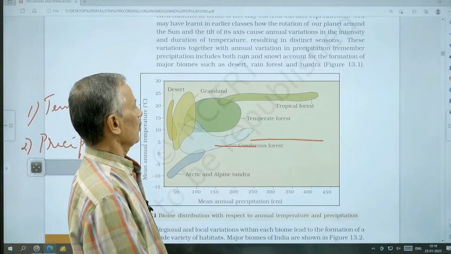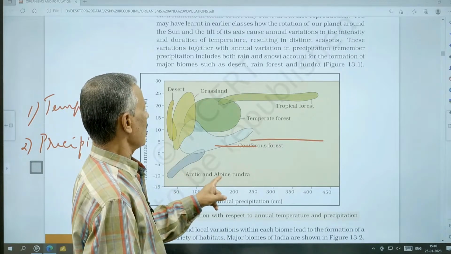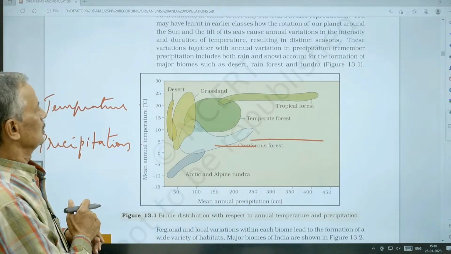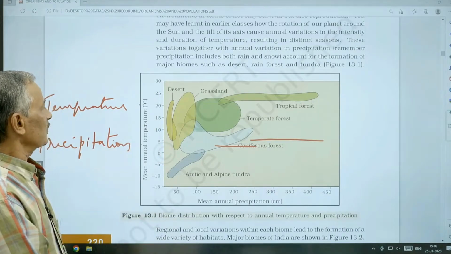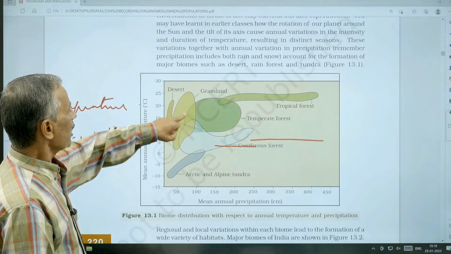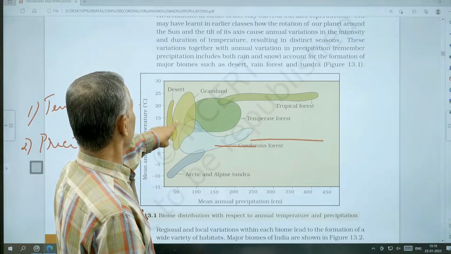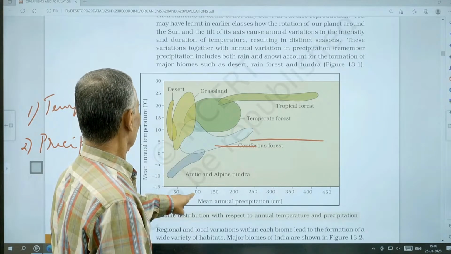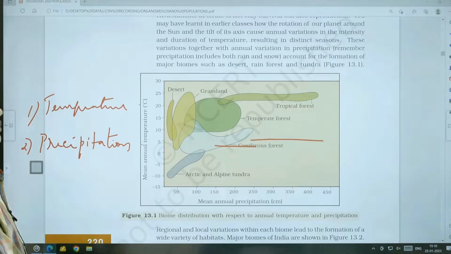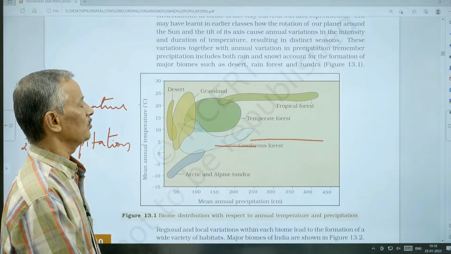Now, temperate forest, coniferous forest, and Arctic and alpine. Here, temperature goes on decreasing. Okay, so you are having grasslands where temperature is higher and precipitation is also, see, what is the precipitation? Precipitation is very, very less, almost 100 centimeter per year. And in deserts, the precipitation is less than 50 centimeters.